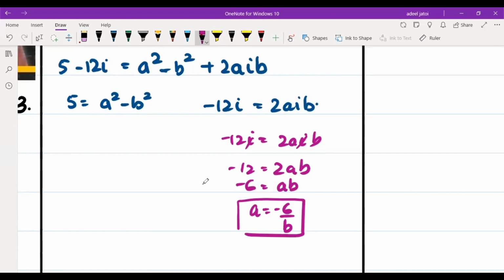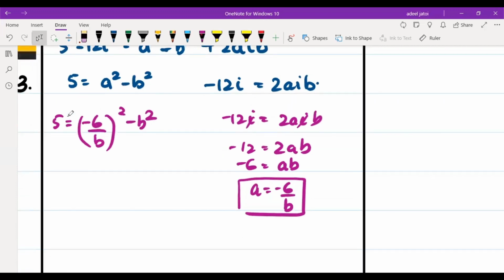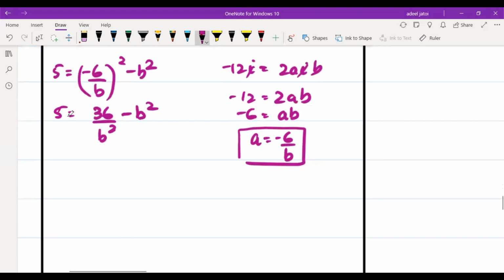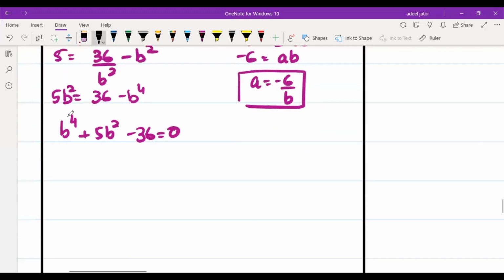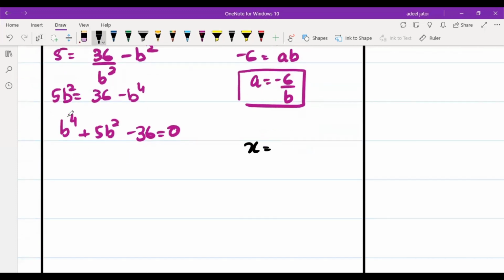Let's substitute this a in the other equation, that is the real value equation. So this should be 5 is equal to minus 6 upon b whole square minus b square. So 5 is equal to 36 upon b square minus b square. Taking the LCM and multiplying on the other side, this should be 36 minus b to the power 4. So b to the power 4 plus 5b square minus 36 should be equal to 0. This involves a disguised quadratic equation where x can be b square.